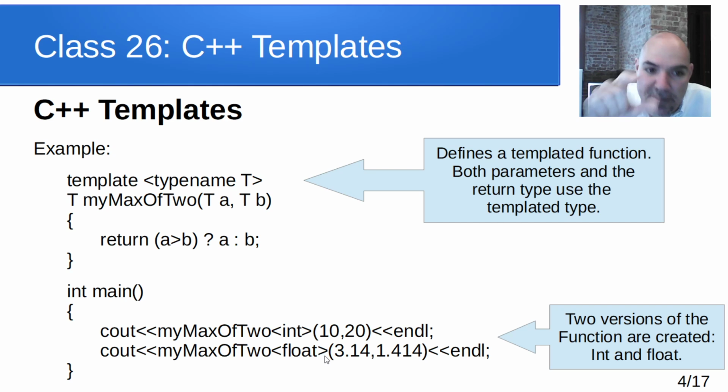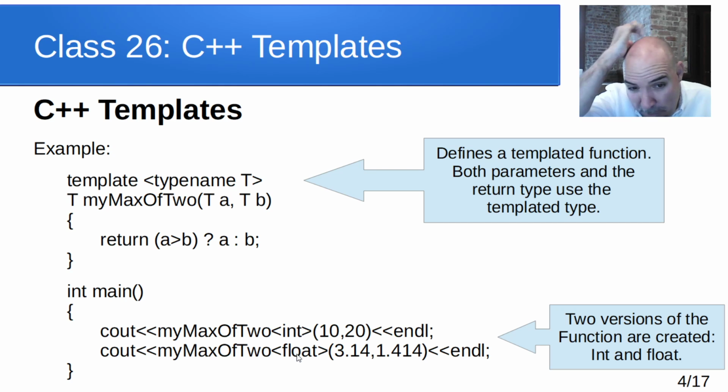So it's going to compile another version of that function, the float version of it, that has float my max of 2, float A, comma, float B. And we pass the two floating point numbers to that. So the advantage here is we only had to write one function, but we could use the integer version of it, or the float version of it, and the compiler is going to handle creating those different versions for us and calling the right one when we use it, based on what we put in the angle braces down here.